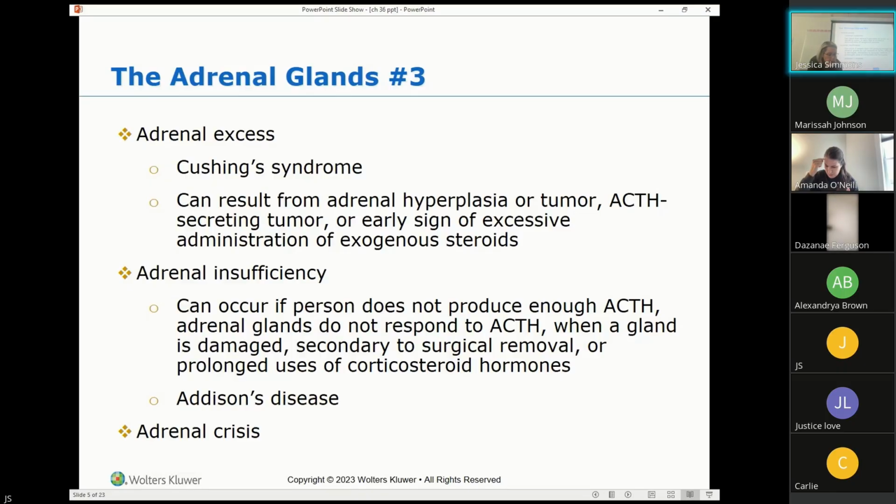So hypoadrenal function is Addison's. Hyperadrenal function is Cushing's. There is a picture that I uploaded to Brightspace. There's actually a ton of these picture thingies that I uploaded to Brightspace. You have one on corticosteroids, you have one on Addison's disease, Cushing's.